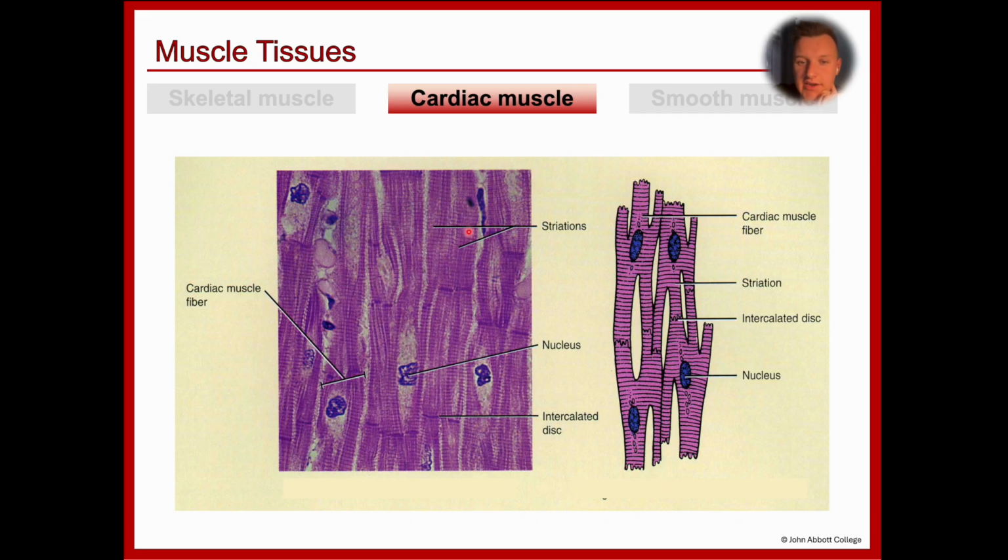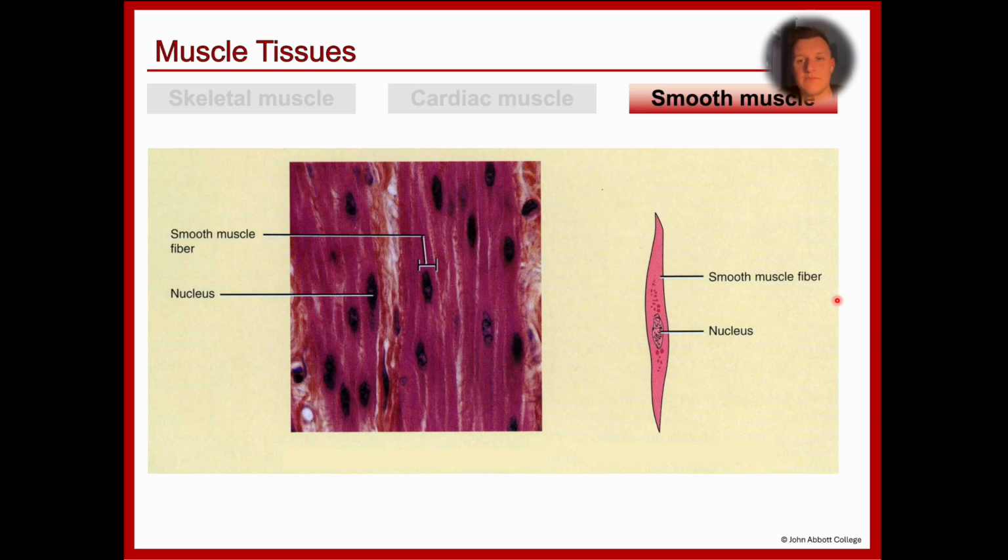So let's just look at another picture over here. So you see the striations, right? You see that the zebra is still there, and you see the intercalated darker discs here. You see that per cell there's about one nuclei. This is one cardiac muscle cell that branches out, right? So that's our cardiac muscle cell.